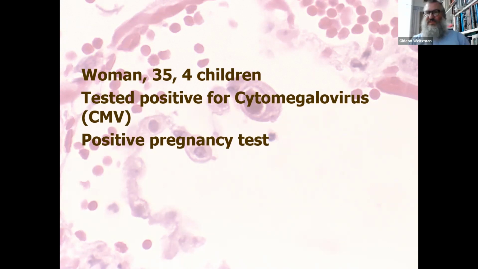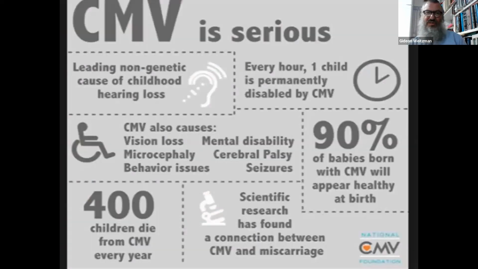A woman is 35 years old. She has four children. She tests positive for CMV, and she gets a positive pregnancy test. CMV is a very serious congenital virus that leads to all of these terrible things: vision loss, hearing loss, mental disability, microcephaly, cerebral palsy, all these long-term problems.